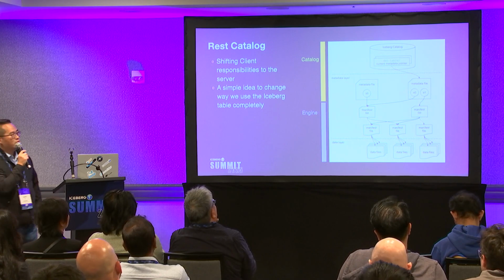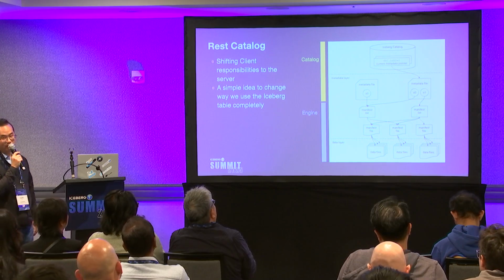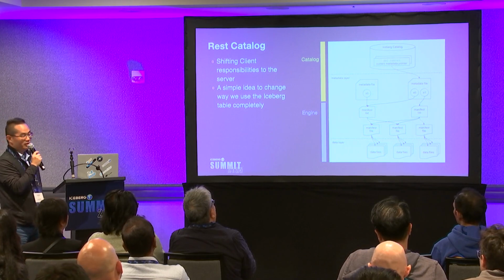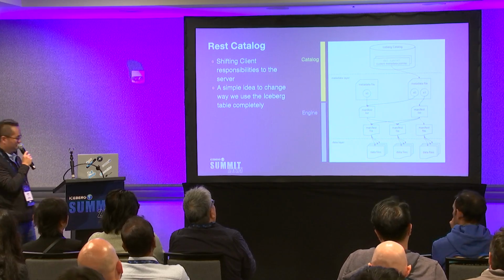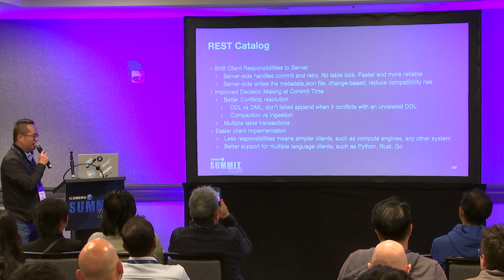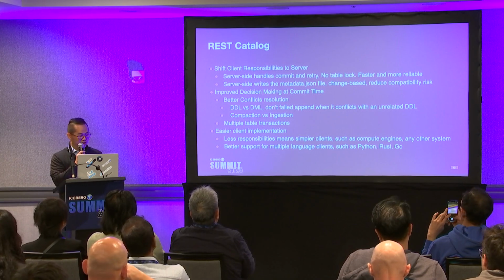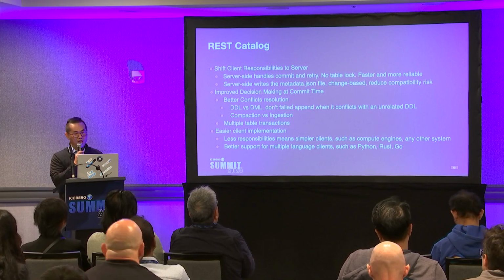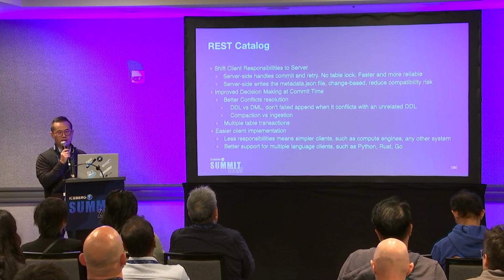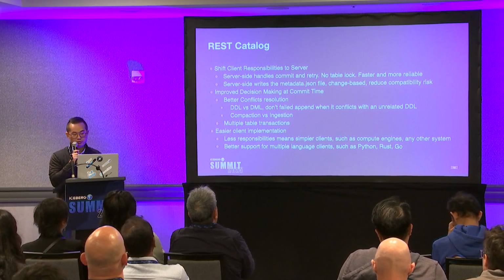That means right now the engine is not in charge of writing the version file, and the catalog does it, right? And these very simple changes make a big difference, actually. Let me explain a little bit more. By shifting the client responsibility to the server, the server side actually handles the commits and retry. There's no need to lock your table, right? When you use HMS, you have to lock the table. That's usually what causes corruption, and the REST approach is usually faster and more reliable.